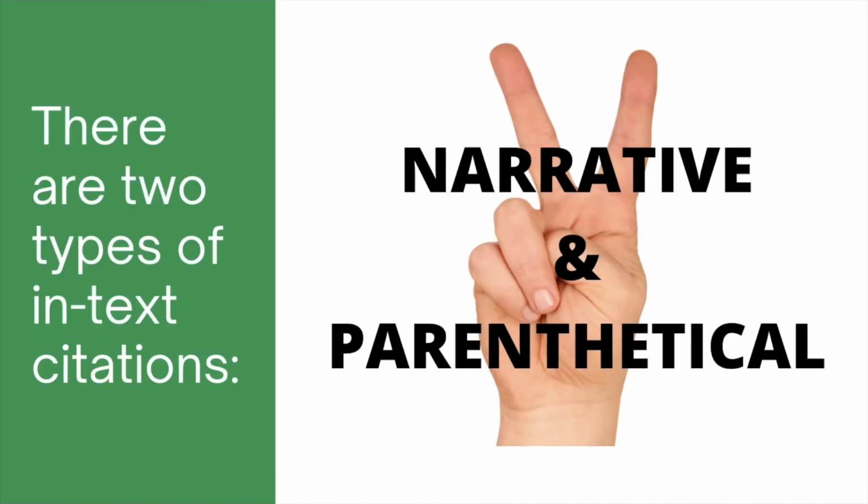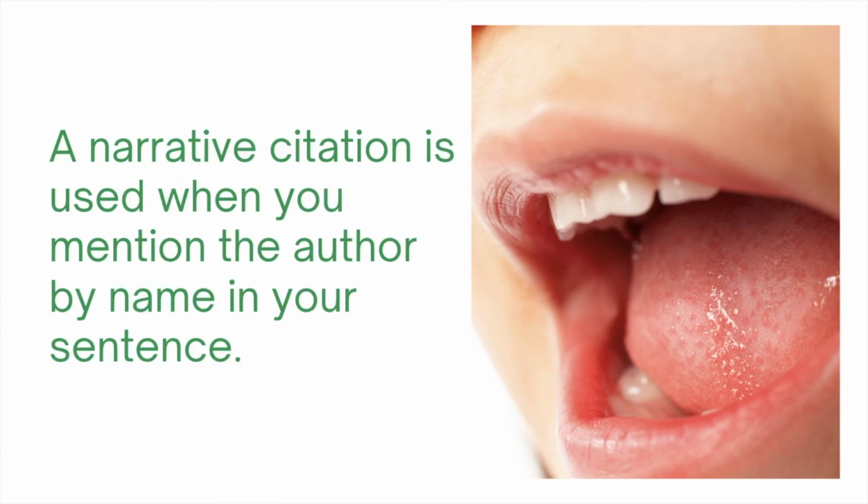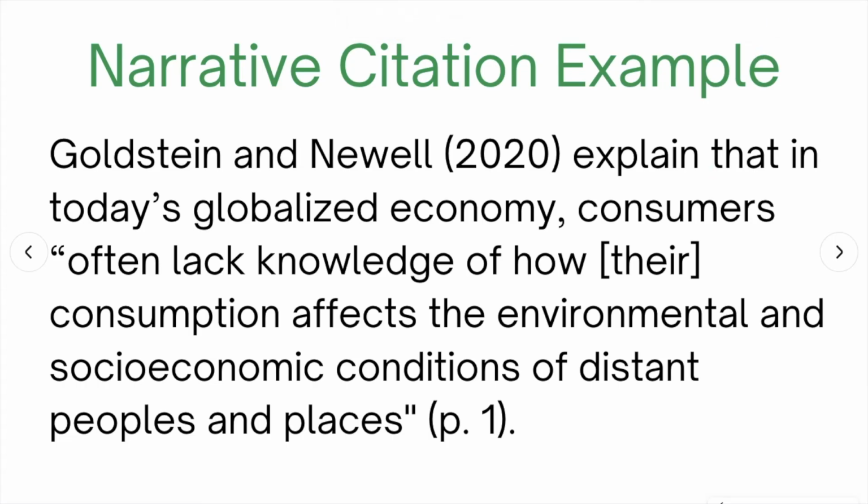There are two types of in-text citations: narrative and parenthetical. A narrative citation is used when you mention the author by name in your sentence. So here we have our narrative citation example.